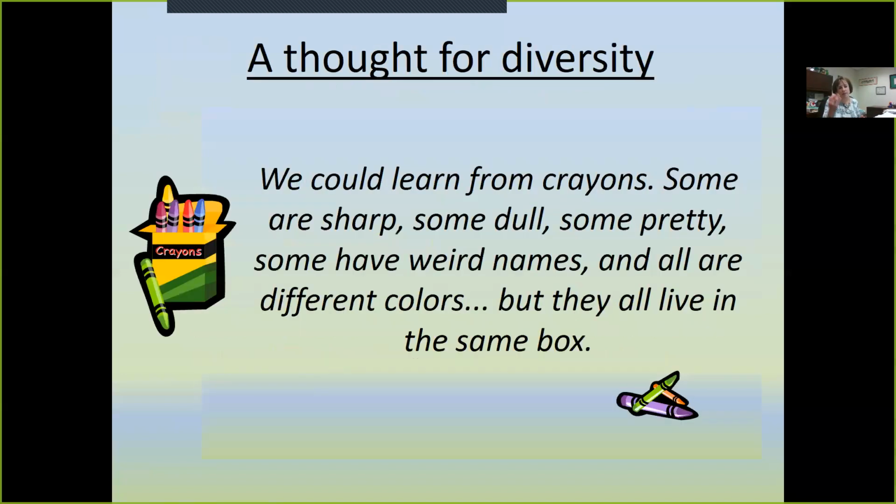So just one last thought on diversity. I love this quote: We all should learn from crayons. Some are sharp, some are dull, some are pretty, some have weird names. They're all different colors, but they all live in the same box. We need to remember, we all live in the same box. We're all different, but yet we can all get along.